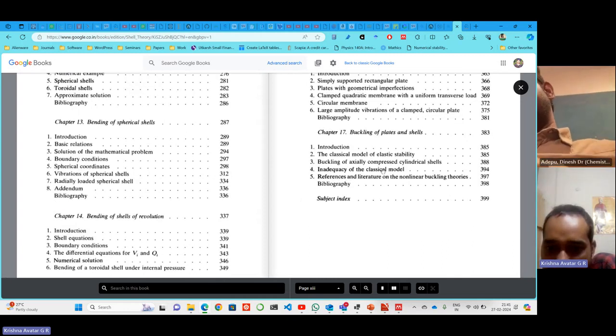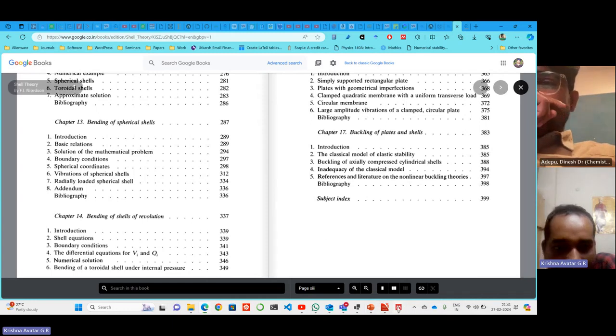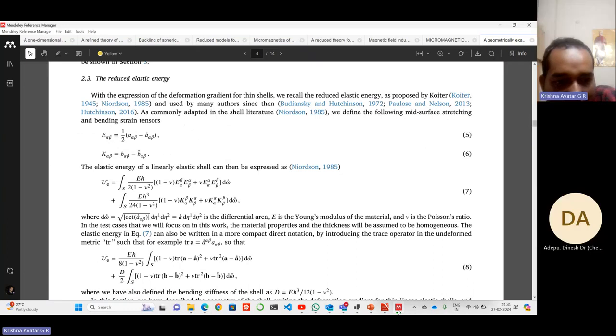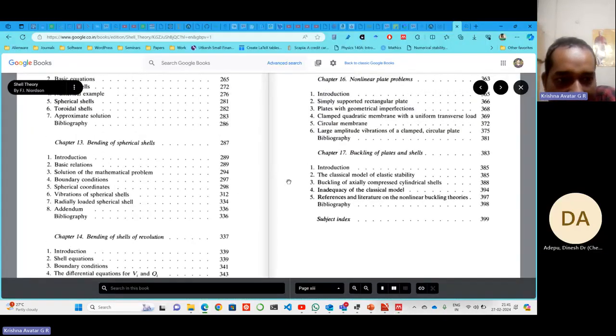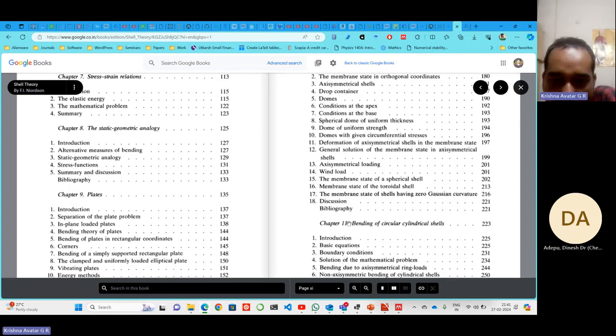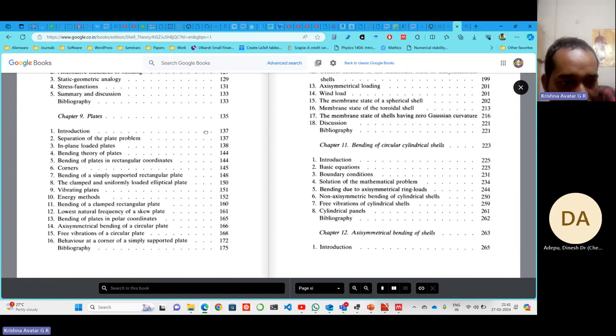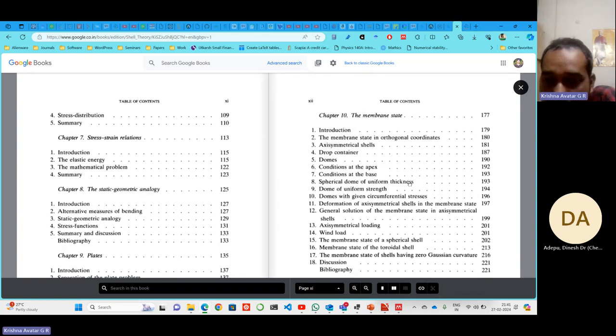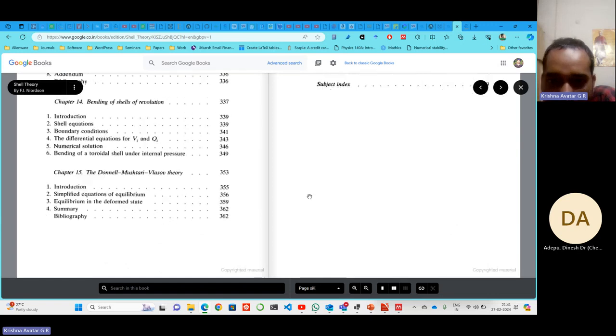Then we have buckling of plates and shells. So for today's work, we have to understand this one. Let's go to the page where we have the strain energy, right? That is our goal. Okay, let's see so that we can understand how we have to formulate. We are not looking at plates. We are not looking at the membrane state also now.